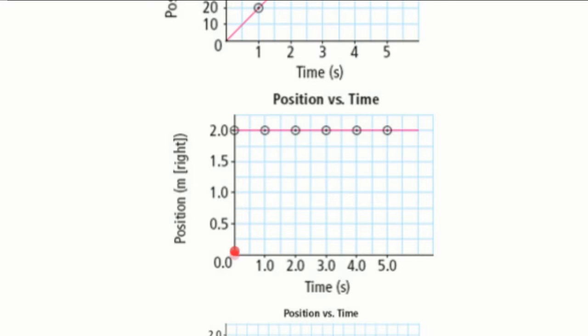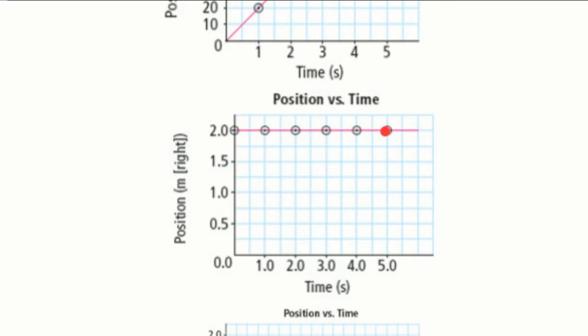All right, so at 0 seconds, the object's at 2 meters to the right. At 1 second, the object's at 2 meters to the right. At 2 seconds, the object's at 2 meters to the right. At 3 seconds, the object's at 2 meters to the right. 4 seconds, 5 seconds. You get the idea. The object's not moving. It's completely stationary. Perfect, Ava. So it doesn't matter what the time is, the object's still at the same spot. 2 meters, 2 meters, 2 meters. So the object's always 2 meters to the right.